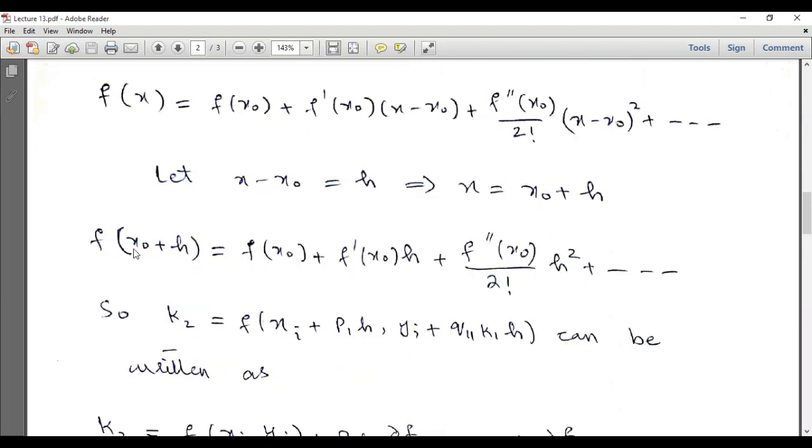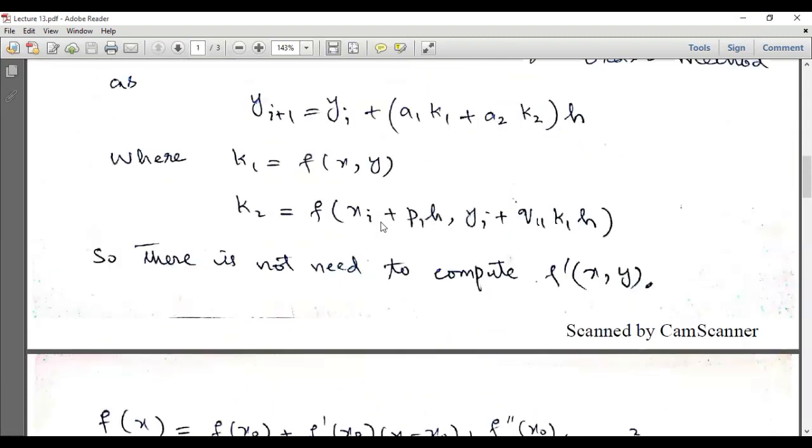So this is our f of x naught plus h. Looking at this expression, we can evaluate the Taylor series expansion of this K2. K1 is simple. K1 is just f of xi, yi, the function value at points xi and yi. So K1 is a constant which can be evaluated easily, but K2 is a little bit tricky.